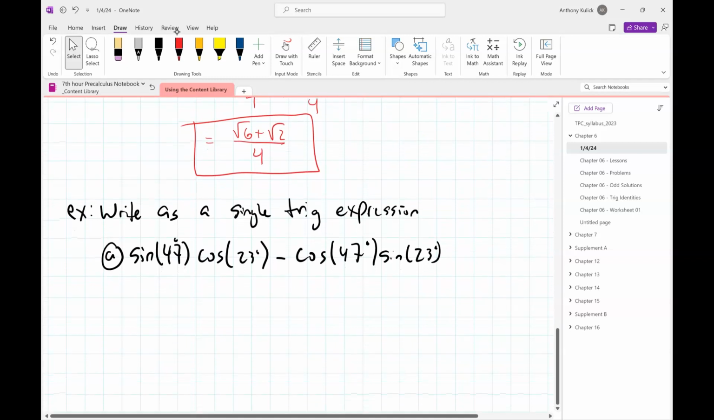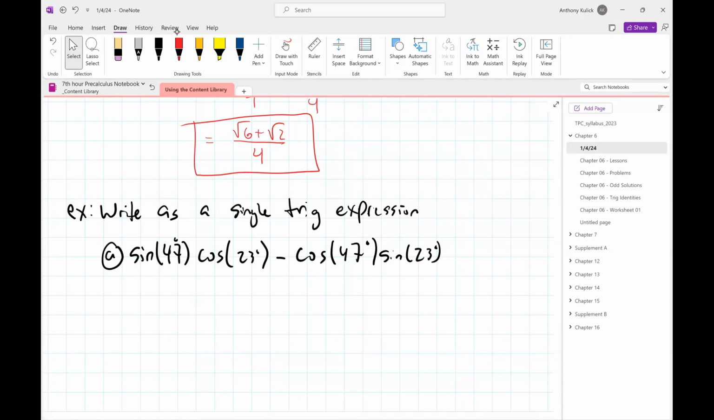So if we have sine 47 times cosine 23 minus cosine 47 times sine 23, and we are being asked to write this as a single trig expression. When I look at this, I notice that the 47 happens twice. I'm going to think about that as my x. And the 23 happens twice. I'm going to think about that as a y.